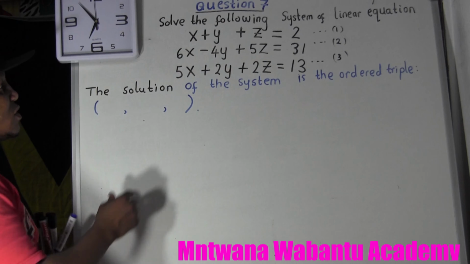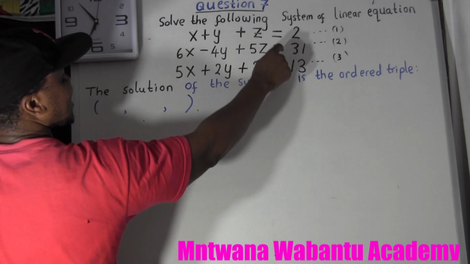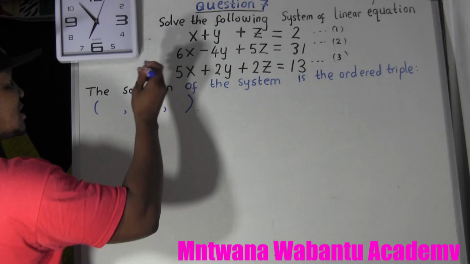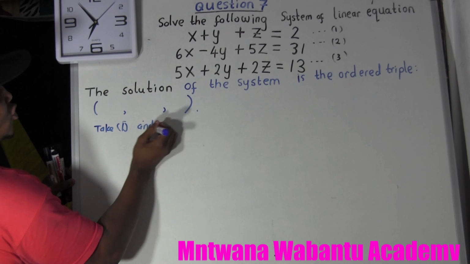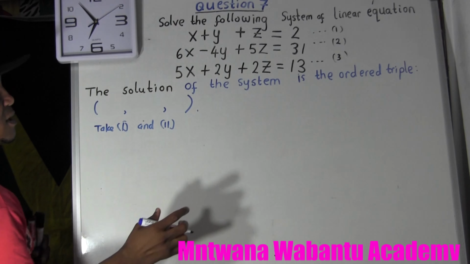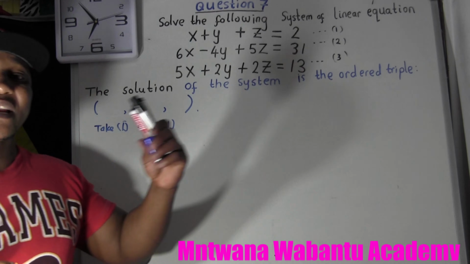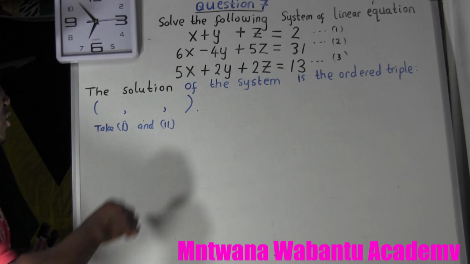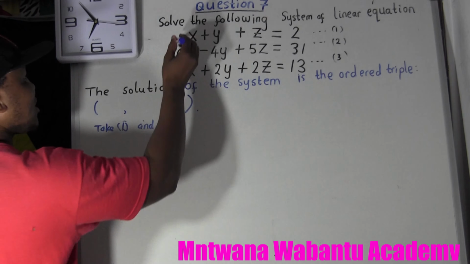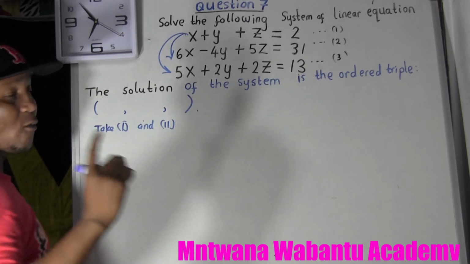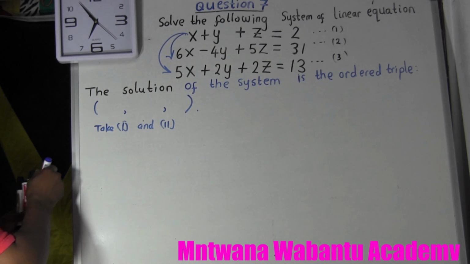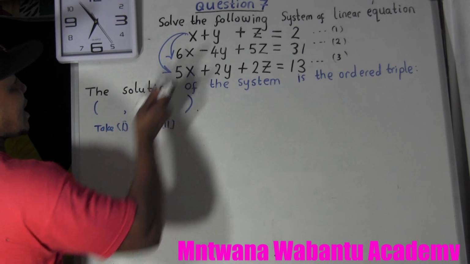So what you have to do, let's say take the first equation and the second equation, and solve it by eliminating one letter. So take this with this. I'm going to take this one with this, and then this with this, and I have to get rid of one letter. Look how I'm going to do it. It's very easy.